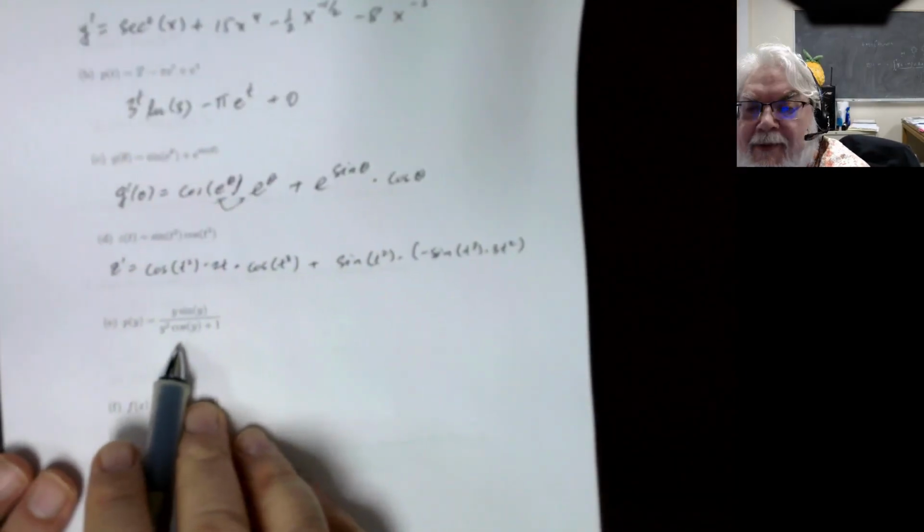Now this one is a little bit of a mess, y sine y over y squared cosine y plus 1. I'll let you work through that one.